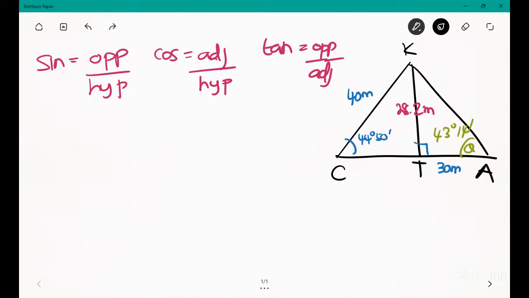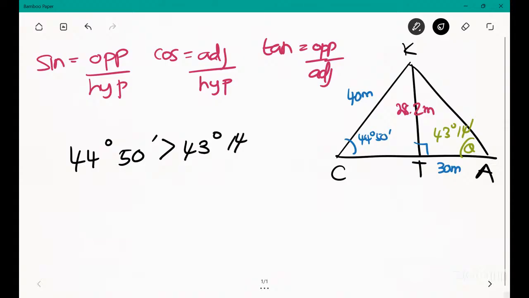So the angle that is bigger tells you that you're closer to the object than the one which is less. So here you can see that 44 degrees 50 minutes is greater than 43 degrees 14 minutes. Therefore, this distance, CT distance, is smaller than AT distance. Don't get confused. If the angle is greater, that means the distance to that object is smaller. Therefore, Chamara is closer to the tree.